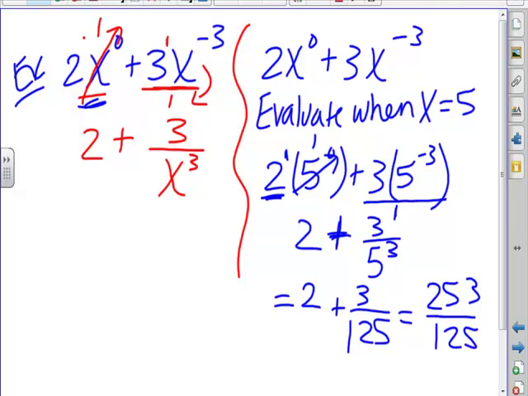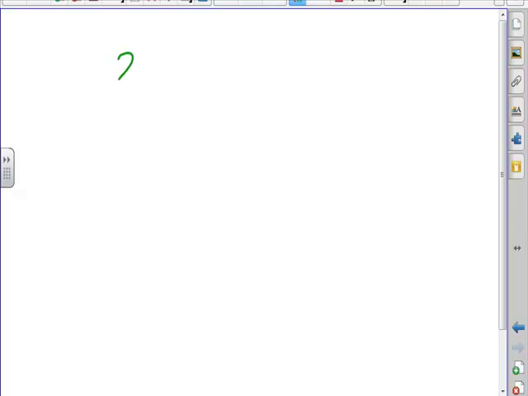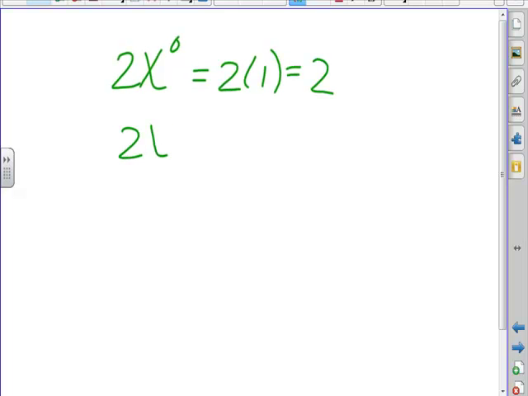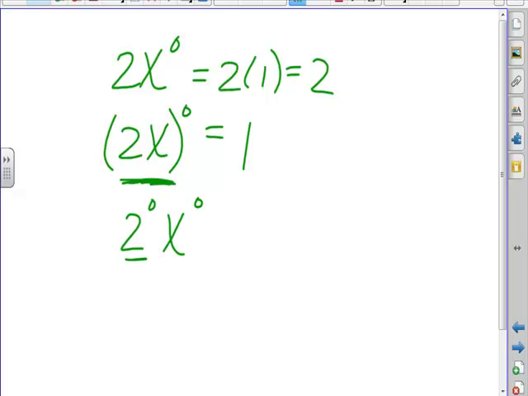So, one last comment, and that has to do with something like 2x to the 0 power. I'm just going to go to the next board here. So, 2x to the 0 power is equal to 2 times 1 is equal to 2. 2x in parentheses to the 0 power is equal to 1. Be careful, it's going back to the original exponent laws, because when I have the 2x in parentheses, that's really 2 to the 0, x to the 0. And once again, anything to the 0 power is 1, so that's going to lead to 1.